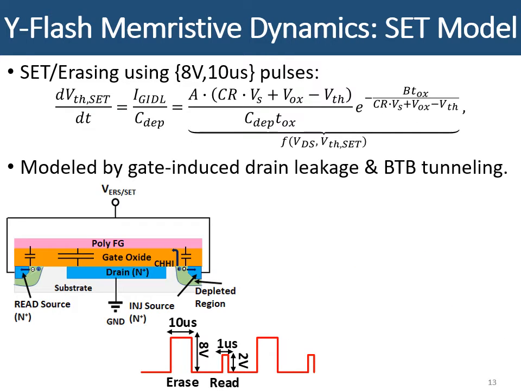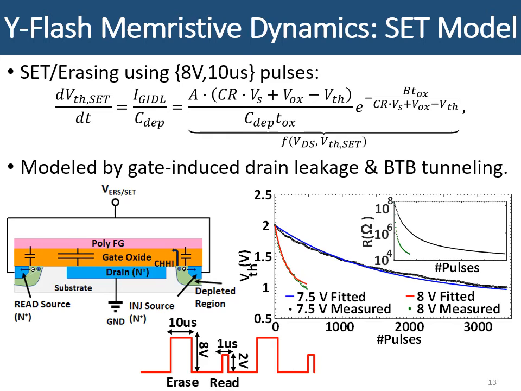Analogously, we demonstrated an erase process that imitates the set operation on memristive devices. We used 8 volt and 10 microsecond pulses applied on the source terminal, as shown in the cross-sectional schematic of the Y-flash device. We modeled and fitted the obtained measurements by the vertical gate-induced drain leakage and band-to-band tunneling model of the standard floating gate transistor. All the model parameters refer to technology-dependent physical dimensions of the transistor and are specified in the paper.